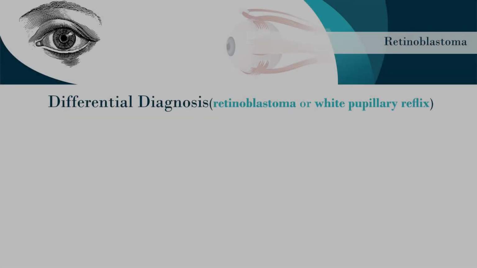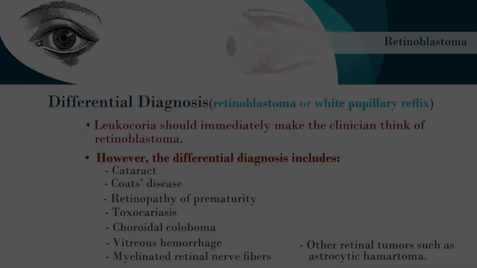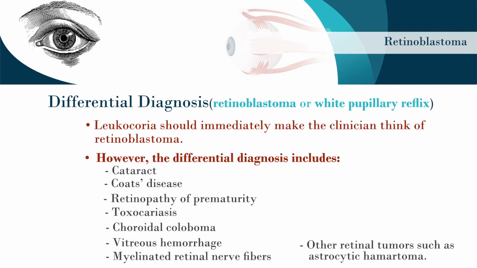Now come to the differential diagnosis of retinoblastoma, or white pupillary reflex: congenital cataract, Coats disease, retinopathy of prematurity, toxocariasis, coloboma, vitreous hemorrhage, myelinated retinal nerve fiber or other retinal tumor, or persistent hyperplastic primary vitreous or persistent fetal vasculature syndrome.